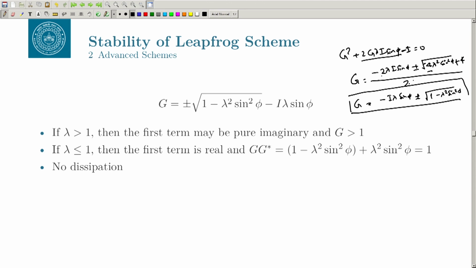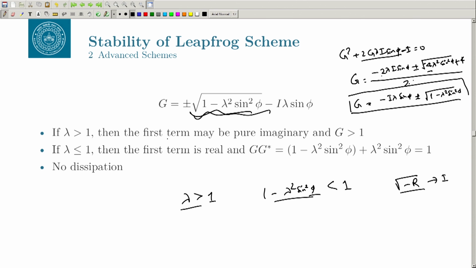Now, you can look at this equation closely, and if lambda is greater than 1, then this 1 minus lambda square sin square phi may become less than 0. You can check for different phi, except 0. So, then this term will become negative. So, this is the square root of some negative real number, and then this is an imaginary number. So, the entire term will become an imaginary term multiplied by some factor.